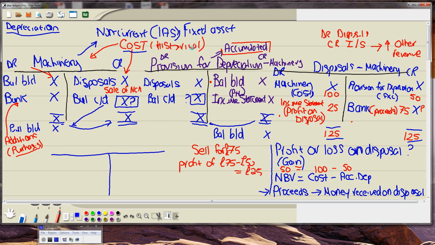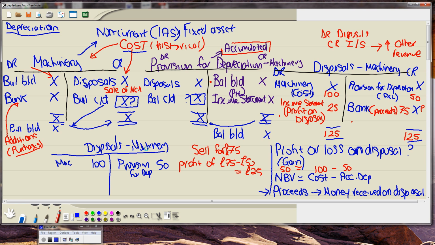So again, this is the disposals. This is disposals for machinery. And I'll just be brief. This was the cost. Everything's the same. So that was £100. This is the provision for depreciation, and I said £50 for that. So that has to stay the same.